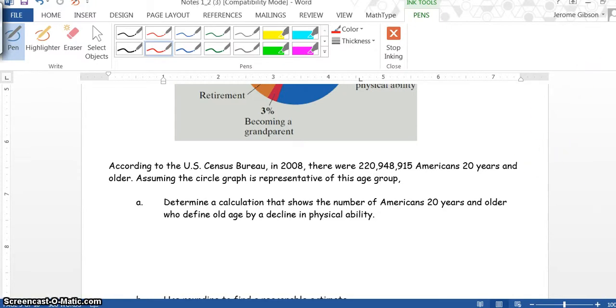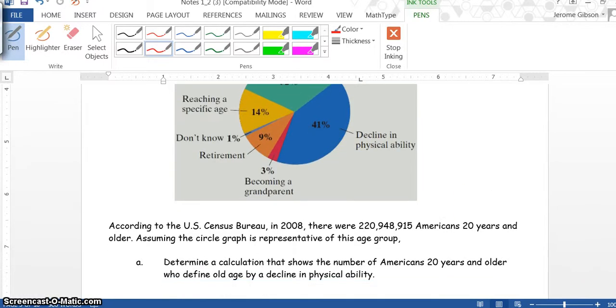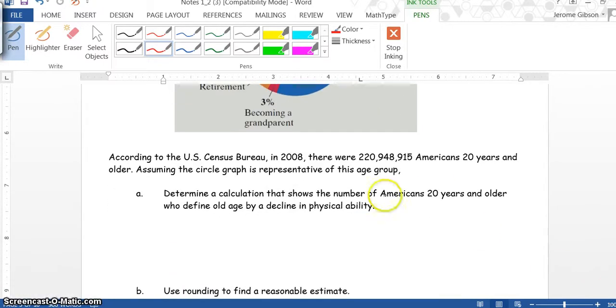Now, if we go back up here to the circle graph, that's 41%. So they want us to approximate this. So first of all, let's take a look at what it would look like if we wrote it out without estimating. So first of all, we know 41% feel that a decline in physical ability defines old age.